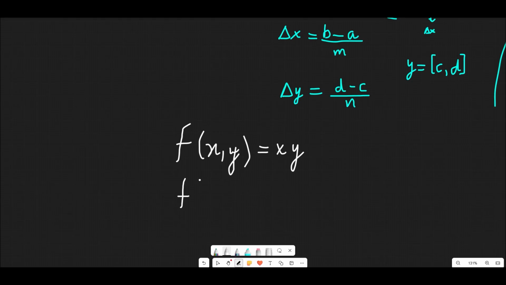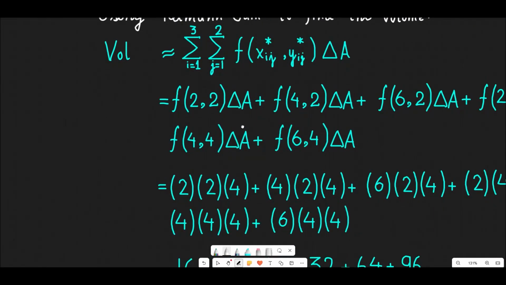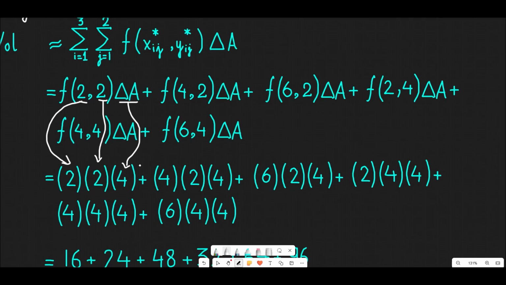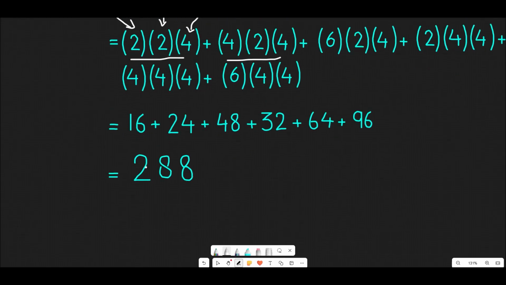We'll apply the same function on our first corner point, 2 into 2. It will give us 2 times 2. So now you know from where these values come. This 2 is this 2, and this 2 is this 2, and this delta A is 4 here. Similarly, we have applied the function on every sample point. Now we'll calculate the product of each term and then find the sum of all these numbers, and we get our answer for part A.